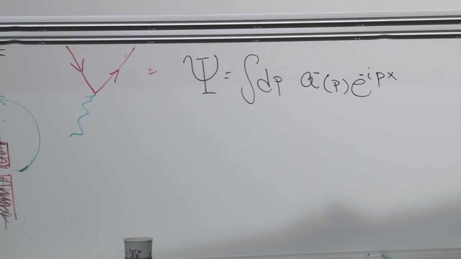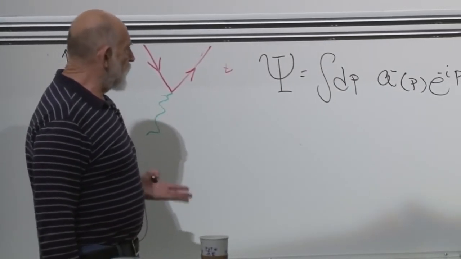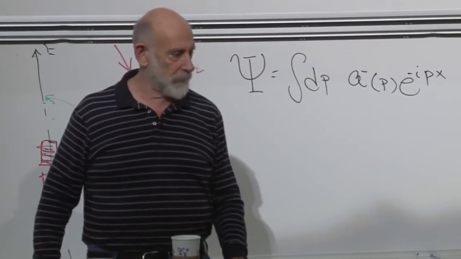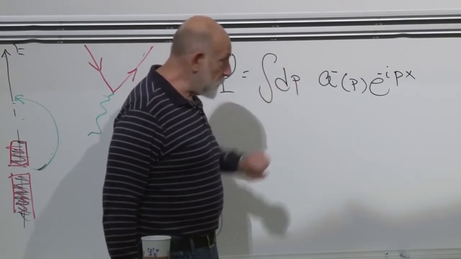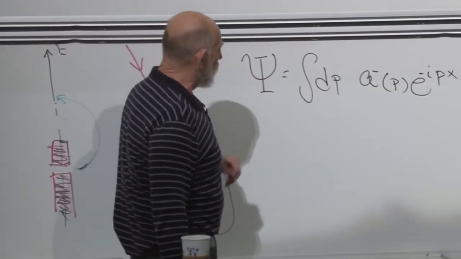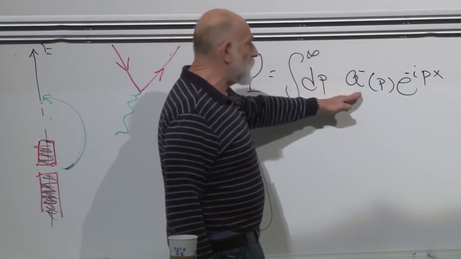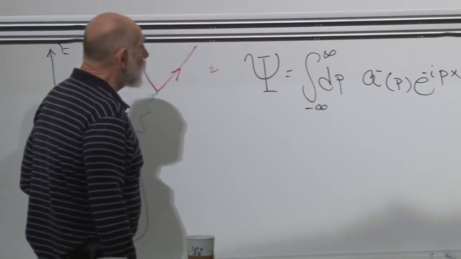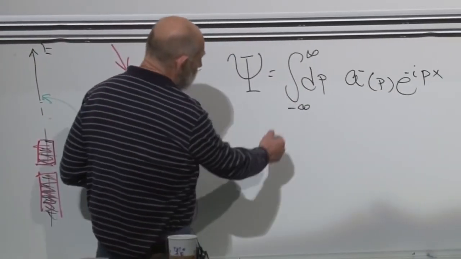Or is it e to the plus ipx? Doesn't matter. That's the way we built field operators, creation operators and annihilation operators times this sort of thing here. But now these are fermion creation and annihilation operators. They anti-commute with each other. Well, what do we integrate p over? We integrate p from minus infinity to plus infinity. But that means that there are negative energy particles in here because negative energy corresponds to negative momentum. Right? There are negative energy electrons in this formula here.